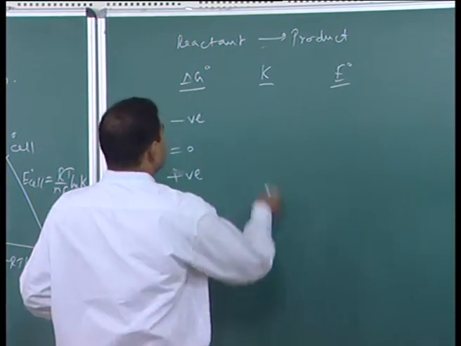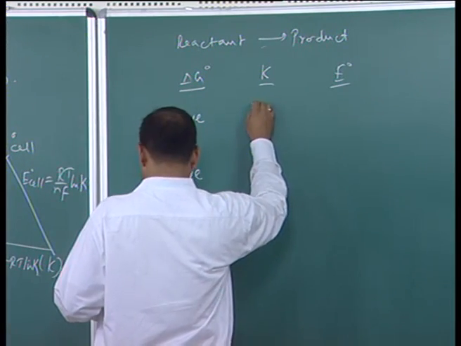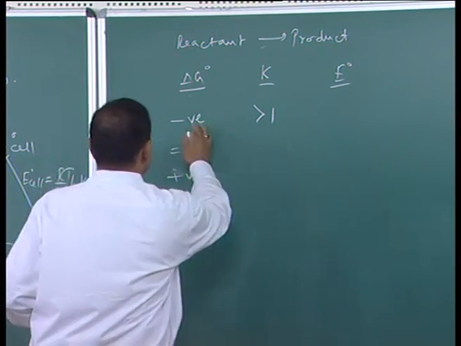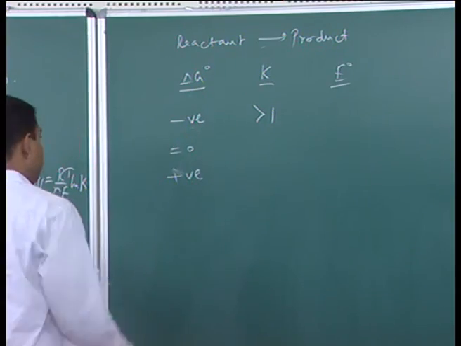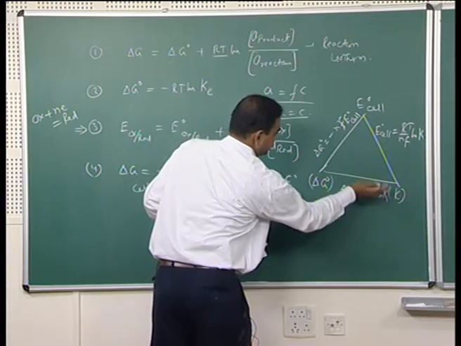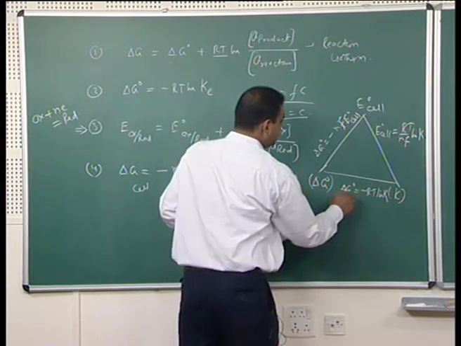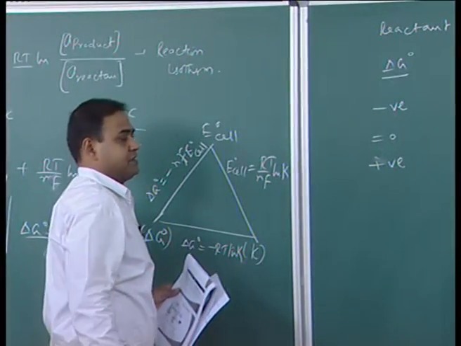Now similarly, you can also judge it from Kc. If it is greater than 1, then this will be negative, because we have the relation del G equal to minus RT ln K. If K is positive and greater than 1, then this would become negative, and this is fulfilling the criteria.